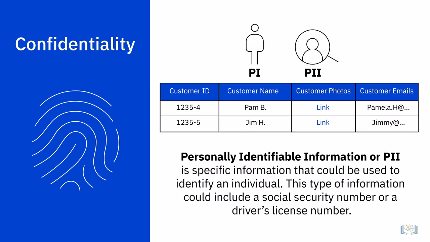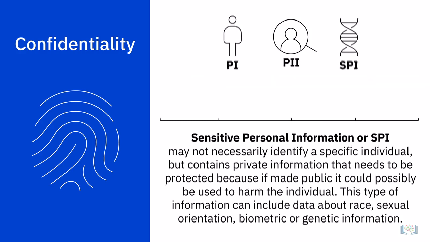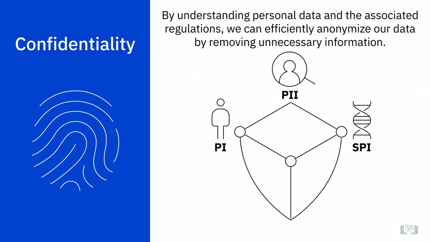Personally identifiable information, or PII, is specific information that could be used to identify an individual. This type of information could include a social security number or a driver's license number. And lastly, sensitive personal information, or SPI, may not necessarily identify a specific individual, but contains private information that needs to be protected because, if made public, it could possibly be used to harm the individual. This type of information can include data about race, sexual orientation, biometric, or genetic information. By understanding personal data and the associated regulations, we can efficiently anonymize our data by removing unnecessary information. This type of action can help build customer confidence and continue to develop the free flow of information.